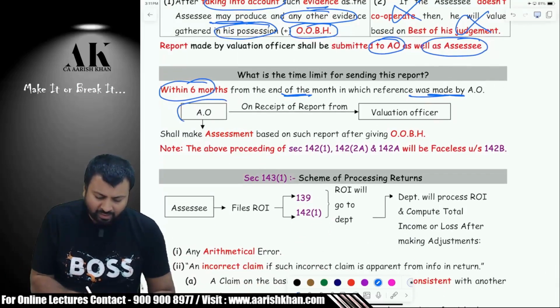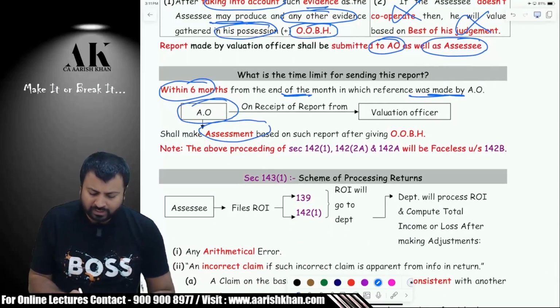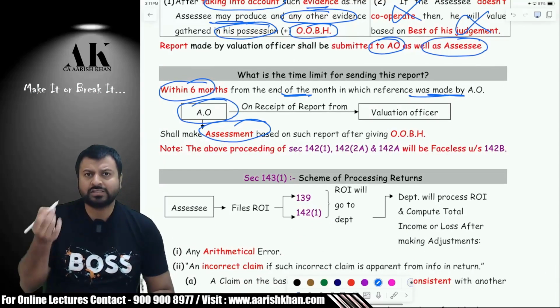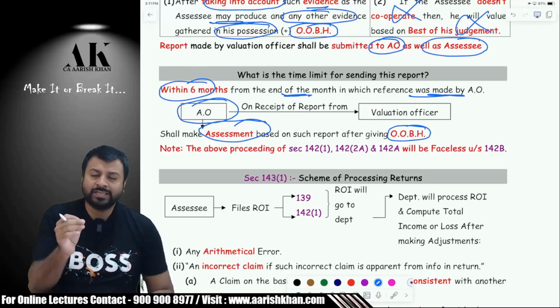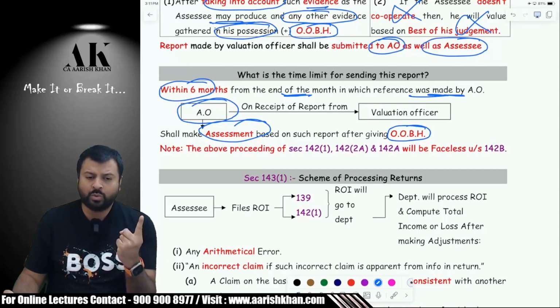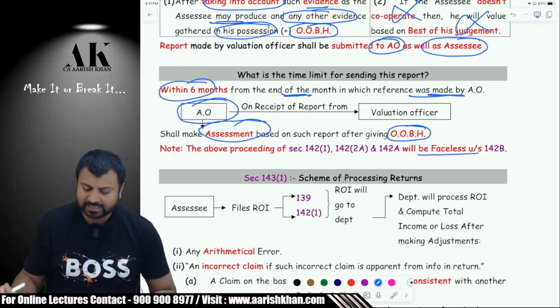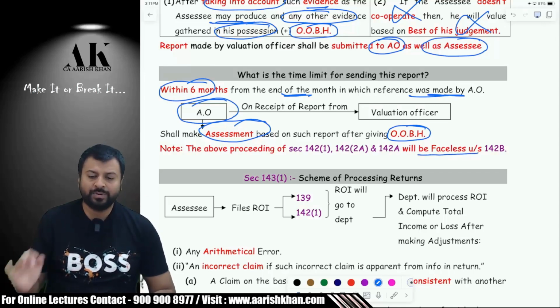On receipt of the report, the AO will do what? Assessment based on such report, and the AO will give opportunity of being heard to the assessee before using the report for the completion of assessment. Now, these three powers which I have told you, 142(1), 142(2A) and 142A, all of them will now be faceless as per section 142B. I hope it is clear to all of you.